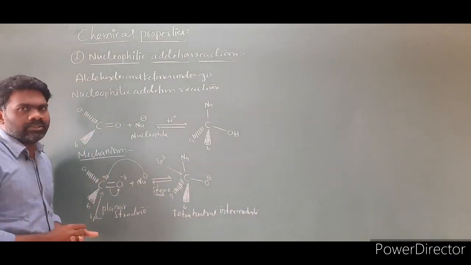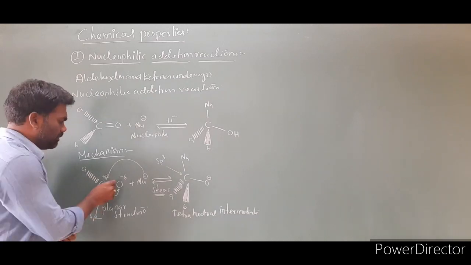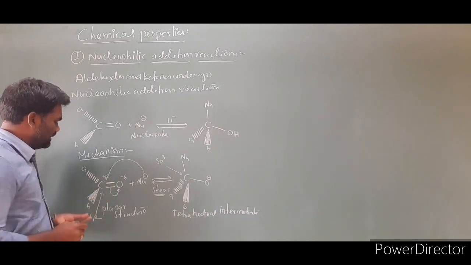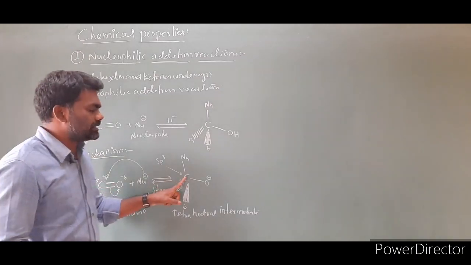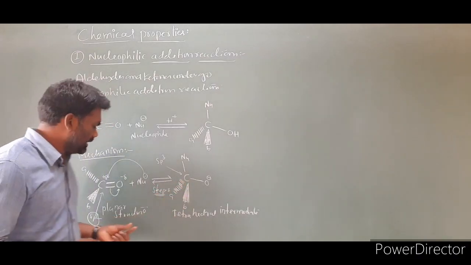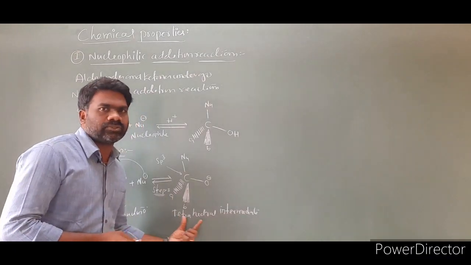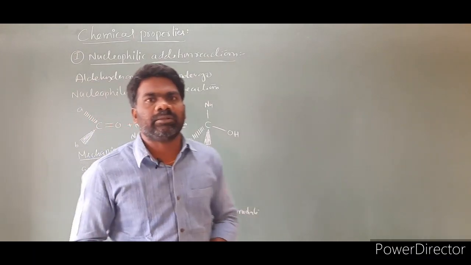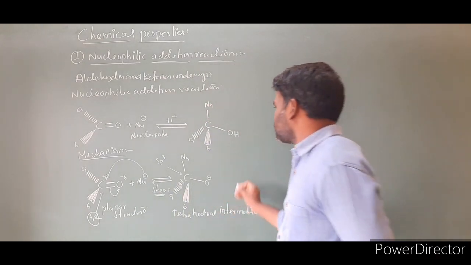The nucleophile is attached to it. Here the carbon is sp2 hybridized, and the sp2 hybridized carbon is converting into sp3 hybridized. The point is that the planar structure changes to a tetrahedral structure. So this is the tetrahedral intermediate formed in this reaction. This is step number 1.